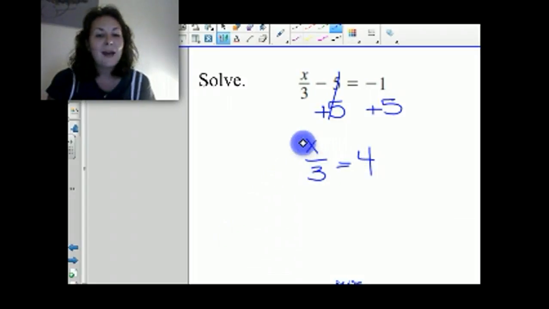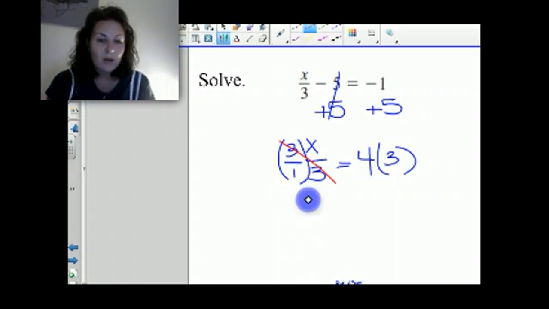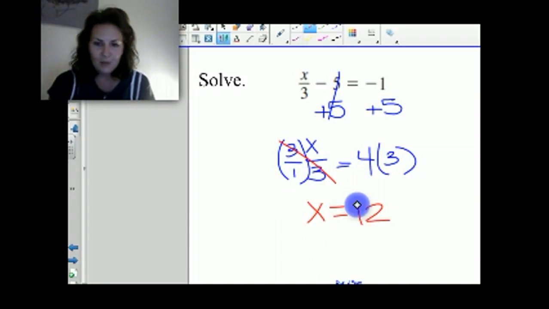Now that's x divided by 3, so multiply both sides by 3, or 3 over 1 if that makes more sense to you. Multiply both sides. The 3's cancel. 3 divided by 3 goes away. X divided by 1 is just x. And 4 times 3 is 12.